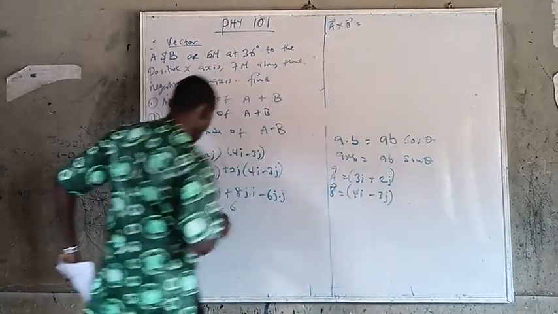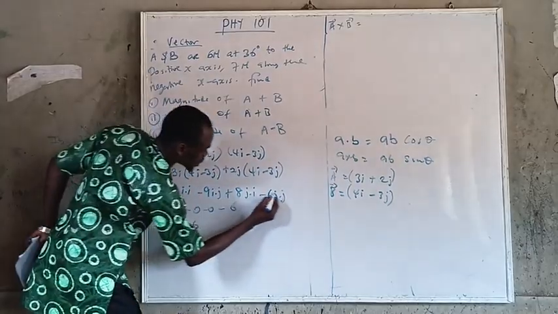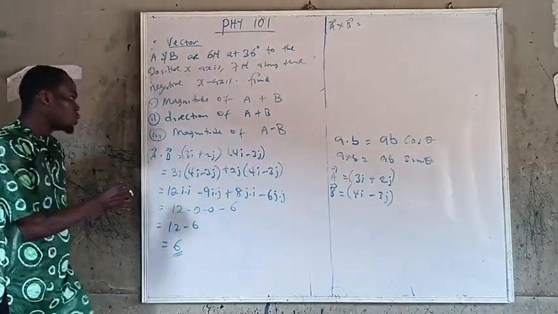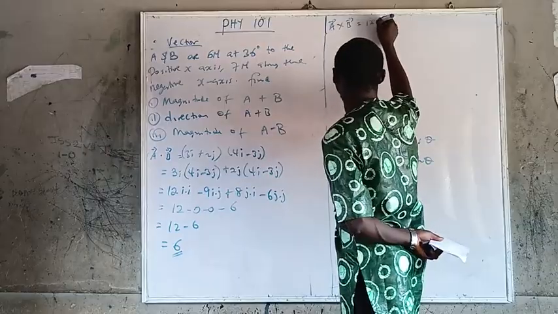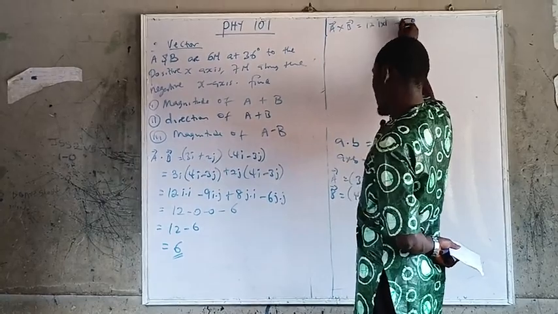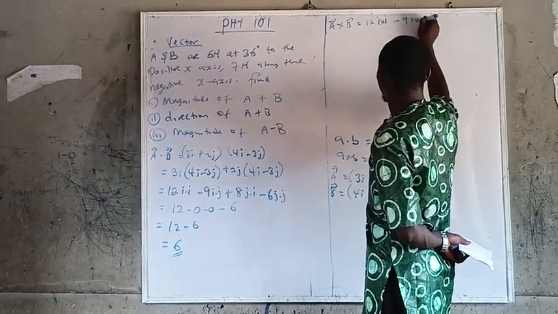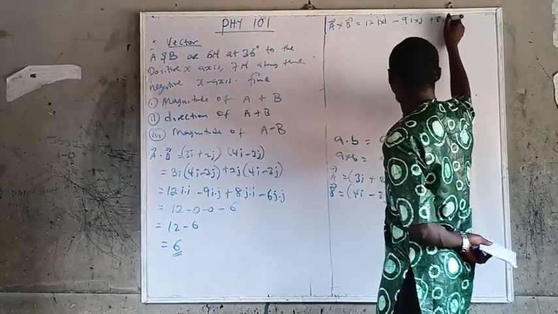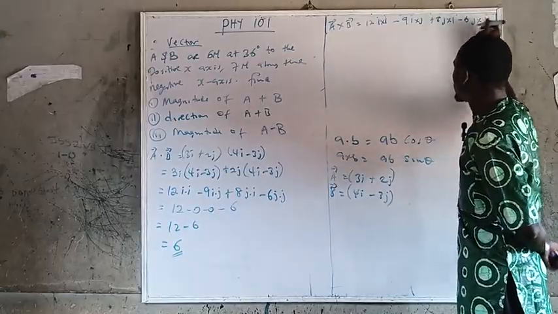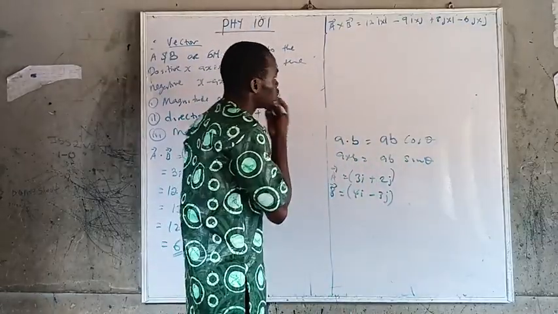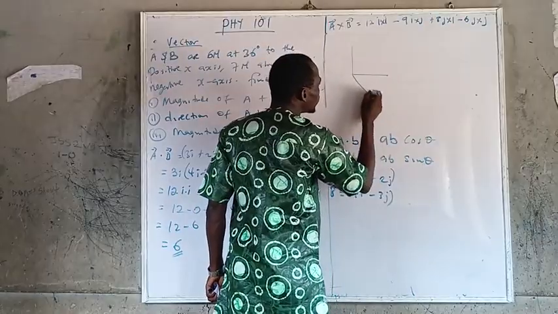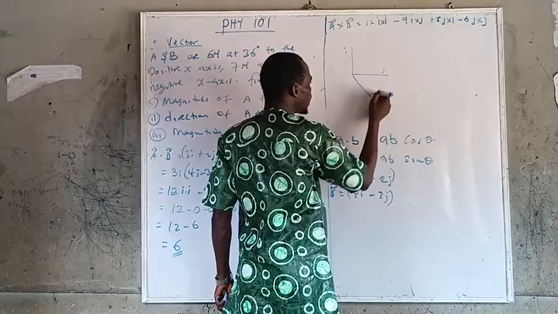So let's start from this point. So in vector multiplication, you see that i cross i. Now, picking from that point, we have 12i cross i, minus 9i cross j, plus 8j cross i, minus 6j cross j. Now, there's something you must understand here. Under the ijk, so this is ijk.